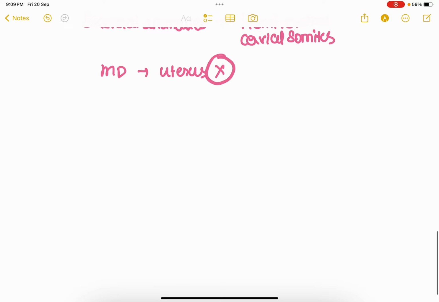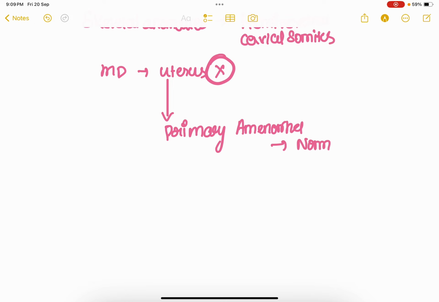So definitely these patients will have primary amenorrhea. Because of that reason, these patients can never have normal menstruation. Normal menstruation is never going to happen in these patients because of the absence of the uterus. So definitely they are cases of primary amenorrhea.